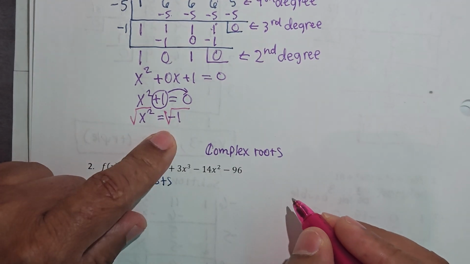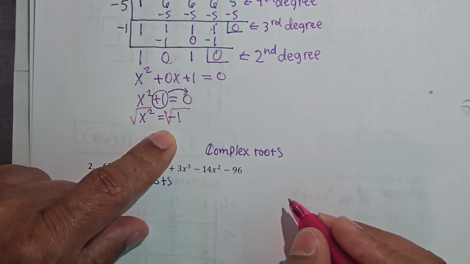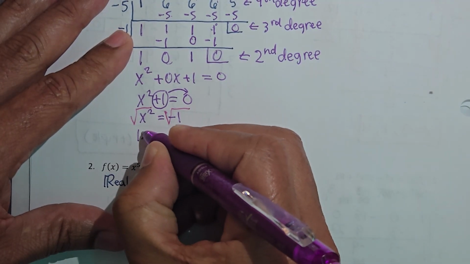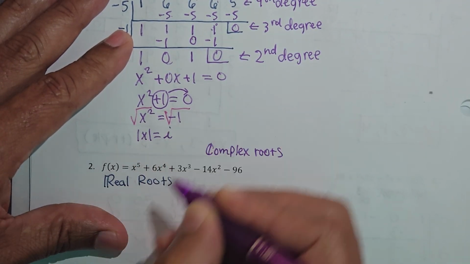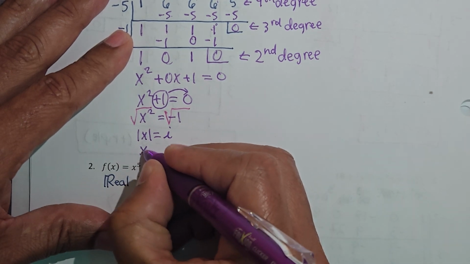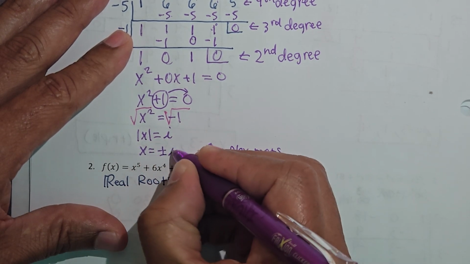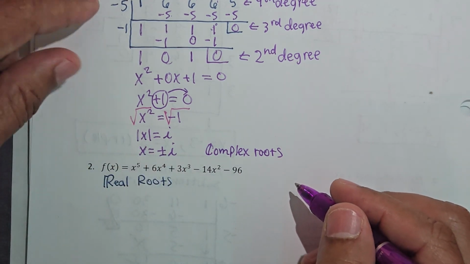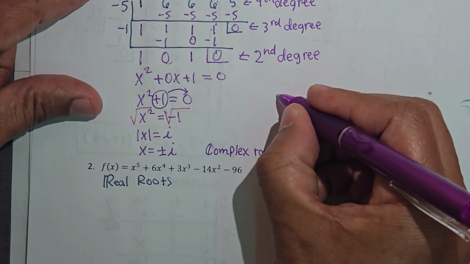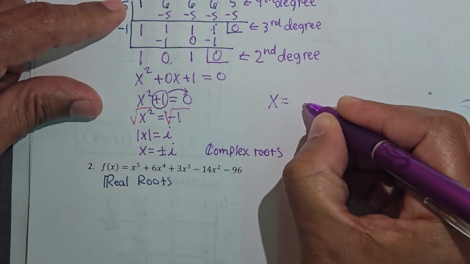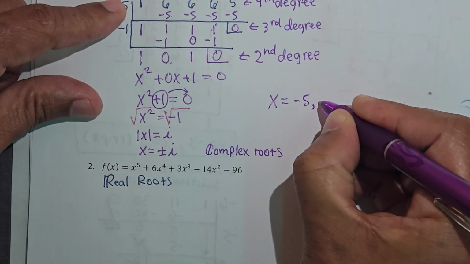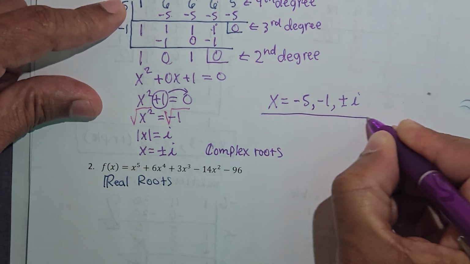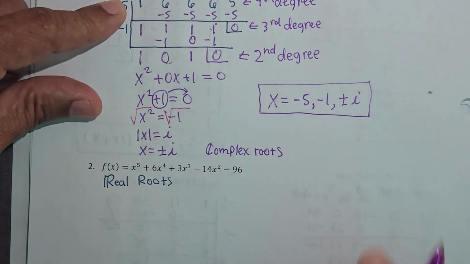But don't forget, this is the definition of the number i, right? So this means that the absolute value of x is equal to i, which means that x equals plus or minus i. So there we have the complex roots. In the end, the solutions to this fourth degree polynomial are x equals -5, -1, and plus or minus i. So there we have the 4 roots for that polynomial.